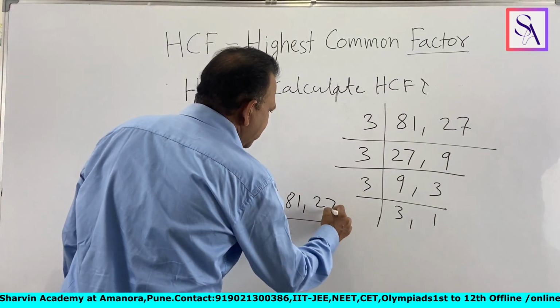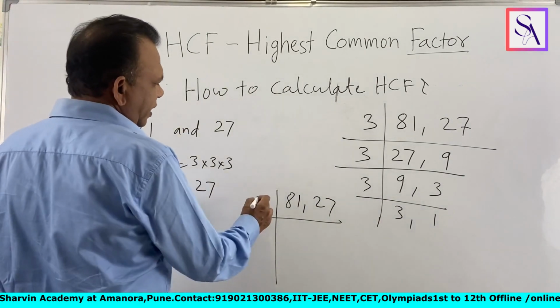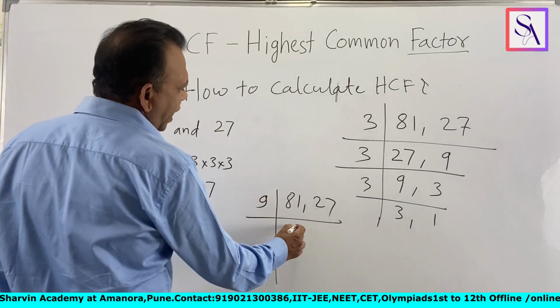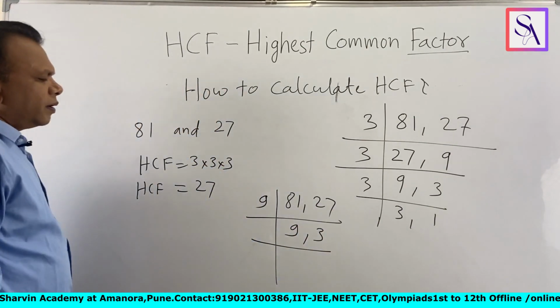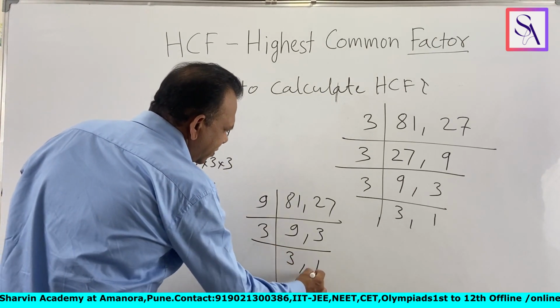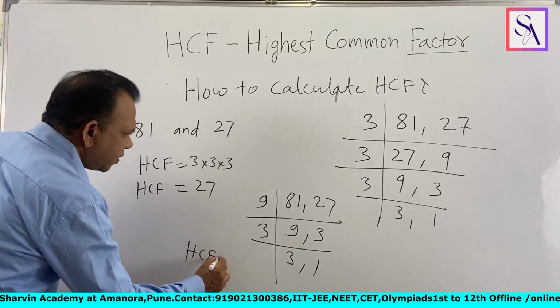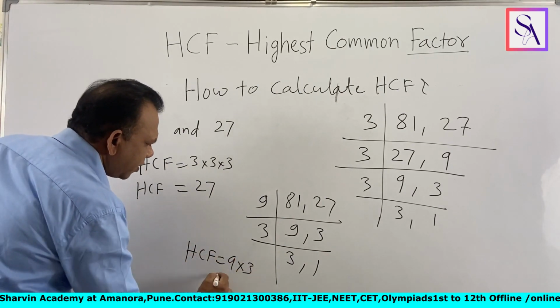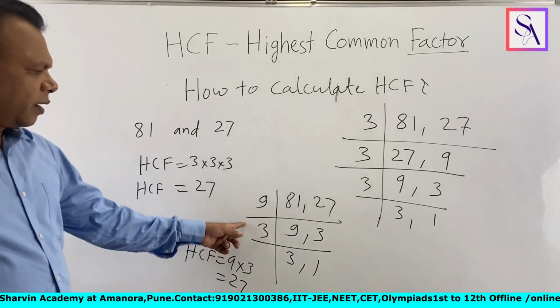81 and 27. I will directly divide by 9. 9 9s are 81, 9 3s are 27. Right? And then I will divide by 3. 3 3s are 9, 3 1s are 3. And HCF is 9 into 3, 27. So this is also a correct method, right?